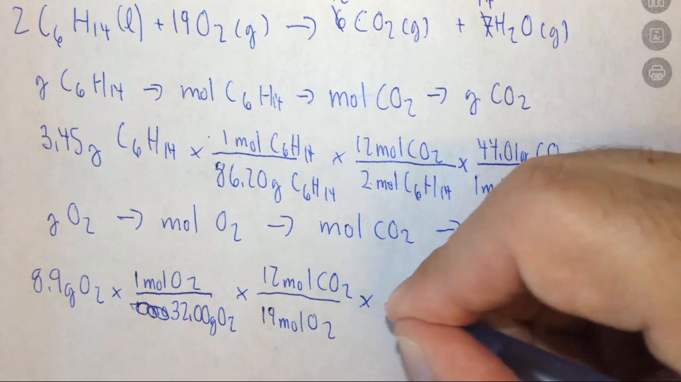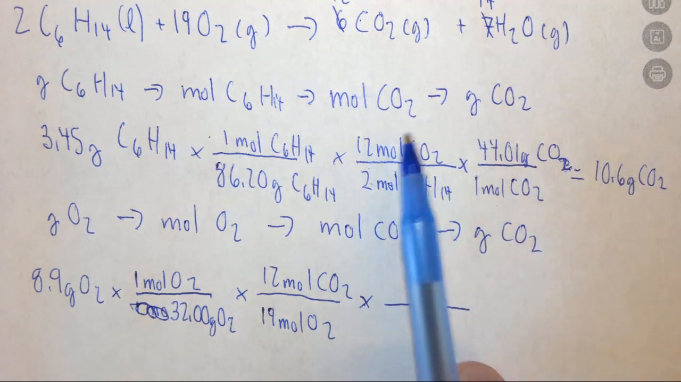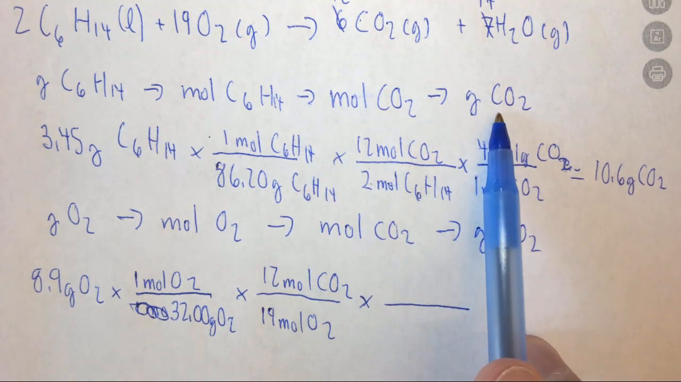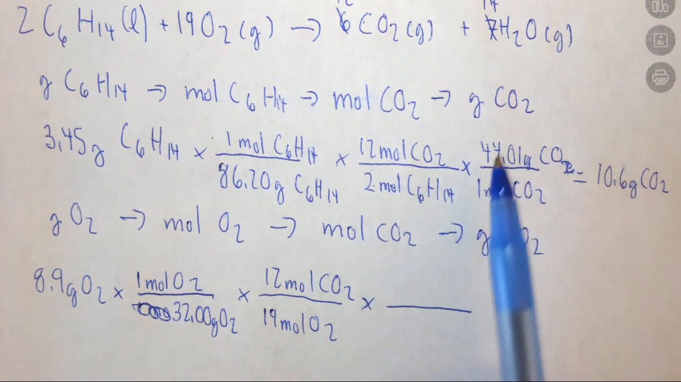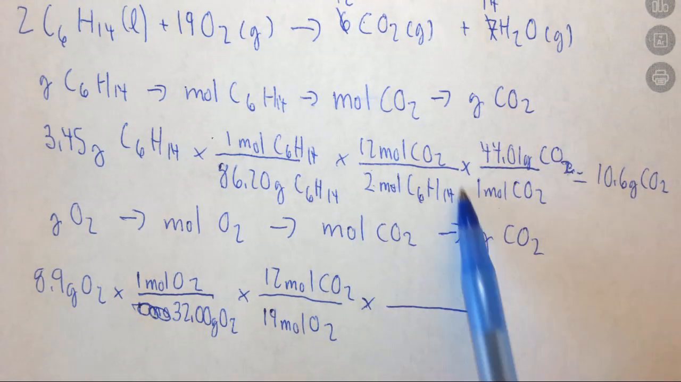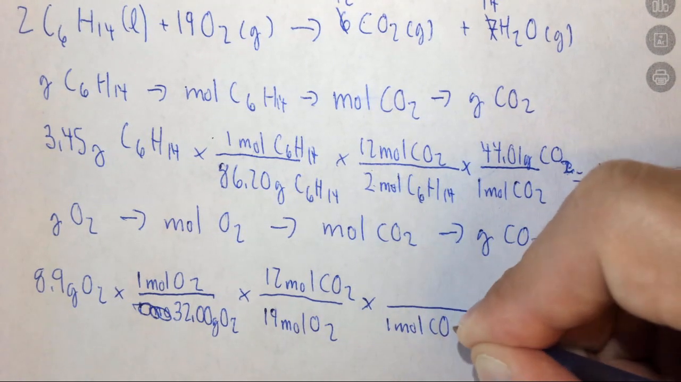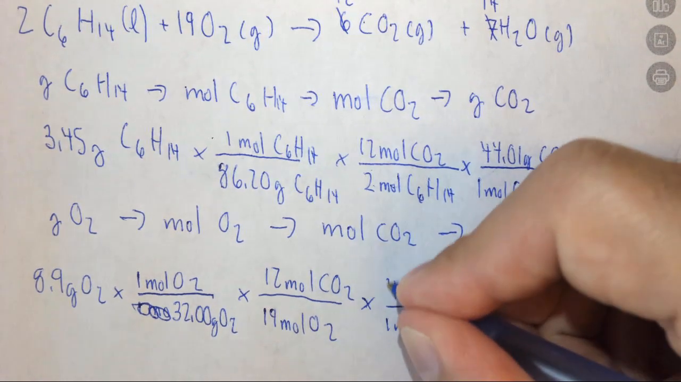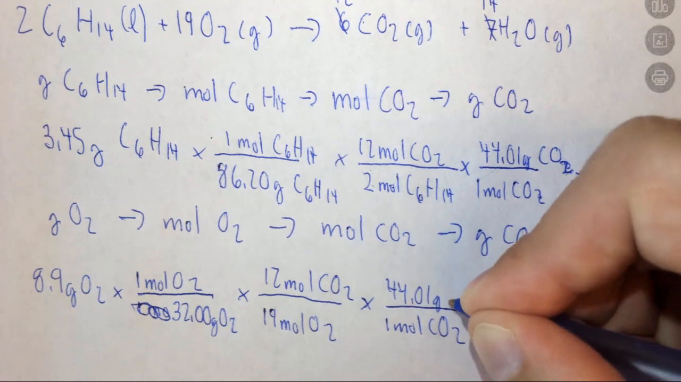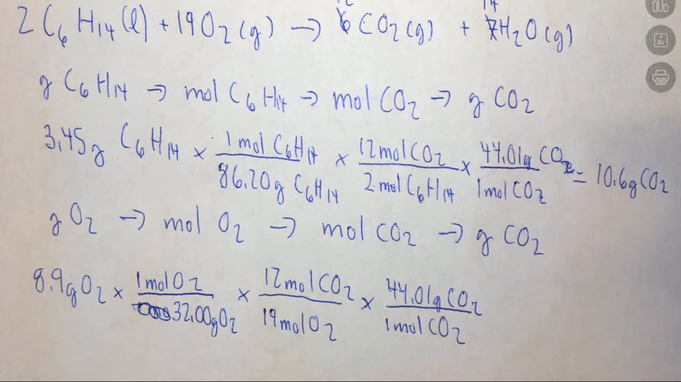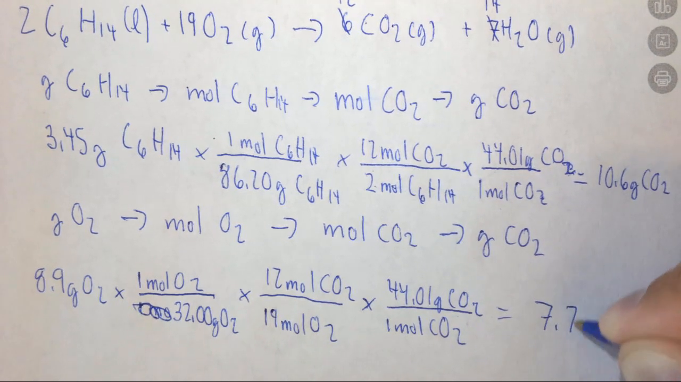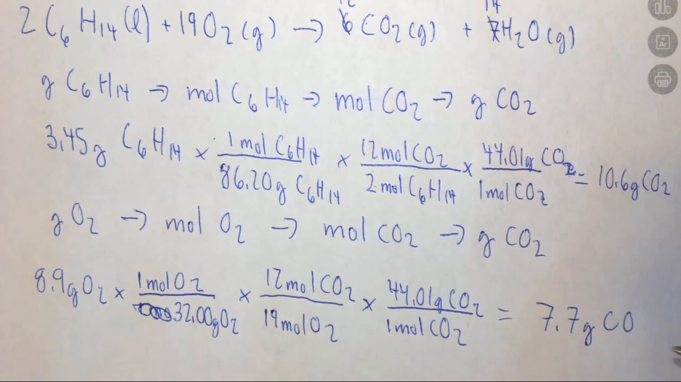And then times, the nice thing is the last step is the same. In both cases, I'm going from moles of CO2 to grams of CO2. So if I'm doing the same conversion, I can use the same conversion factor. So in this case, 1 mole of CO2 on the bottom and 44.01 grams of CO2 on the top. So these are the same conversions. And when I do all that math, I get 7.7 grams of CO2.